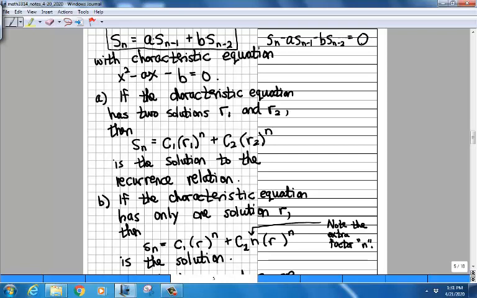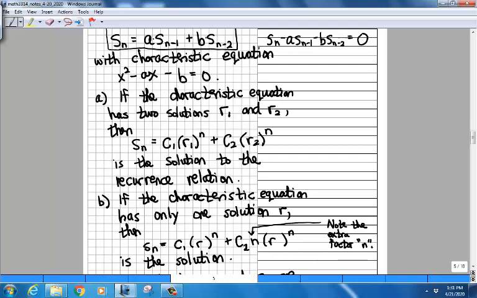Sometimes this right-hand side will not be 0, and if it's not 0, that's called a non-homogeneous recurrence relation. So that's the difference between homogeneous and non-homogeneous.